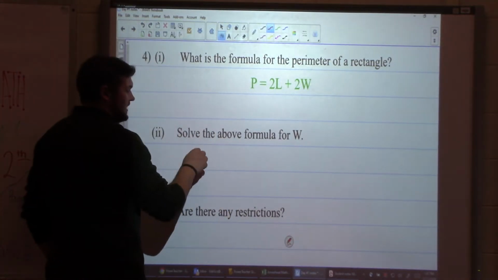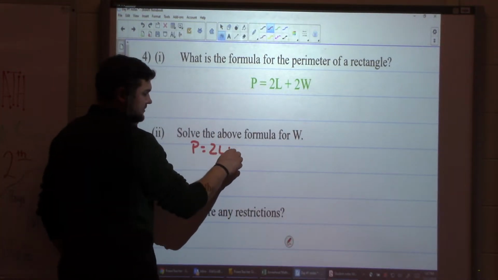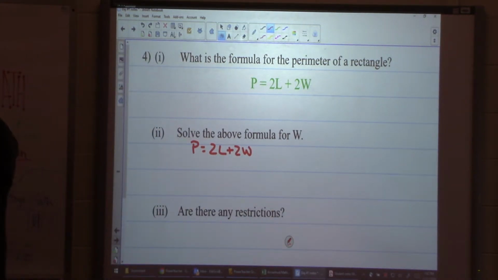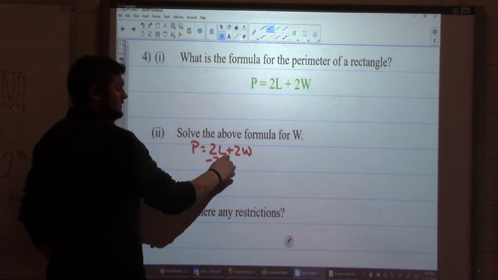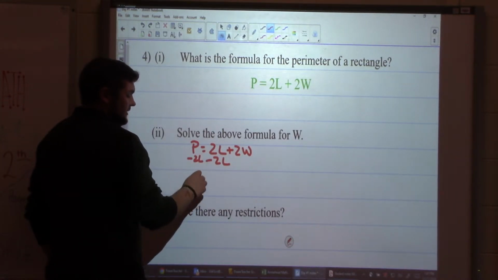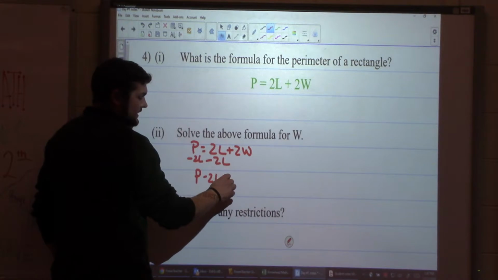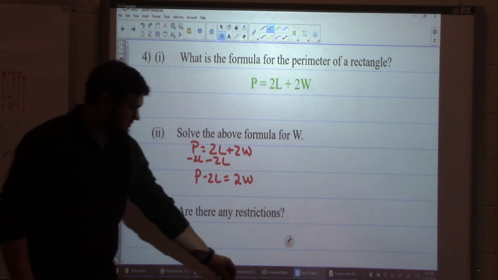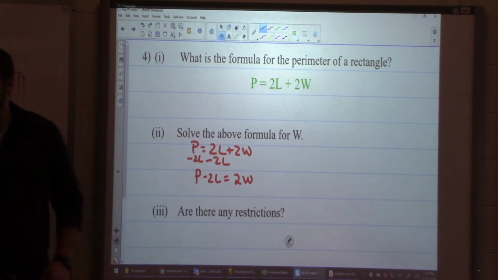So if I rewrite that, perimeter equals 2 length plus 2w. I want to solve for w. Subtract 2l. P minus 2l equals 2w. Divide by 2.